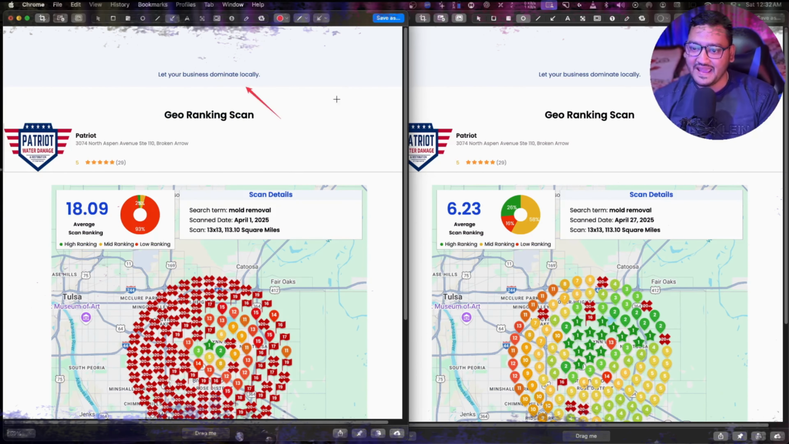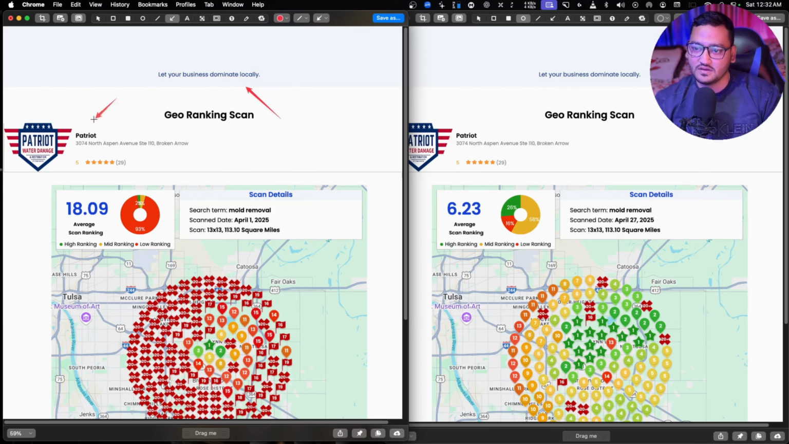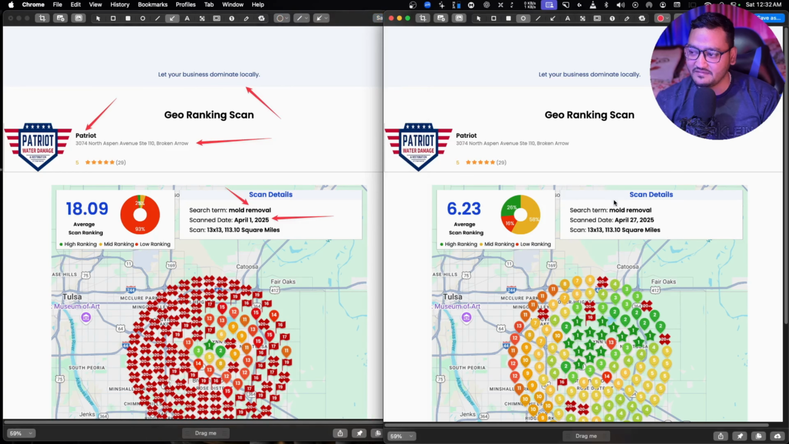Let's go to this. We have 2 screenshots, before and after. You can see the client name on both of the screenshots, and the address is the same on both. You can see the date here: this screenshot was generated on the 1st of April, and this one on the 27th of April. You can see the keywords here also, and it's the same keyword.